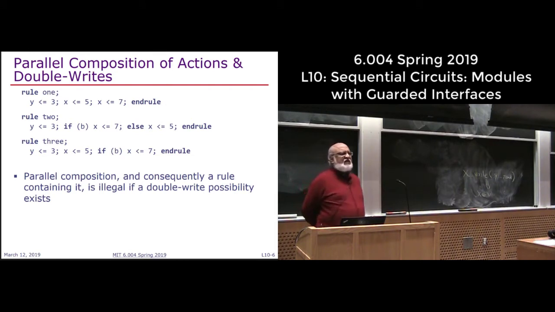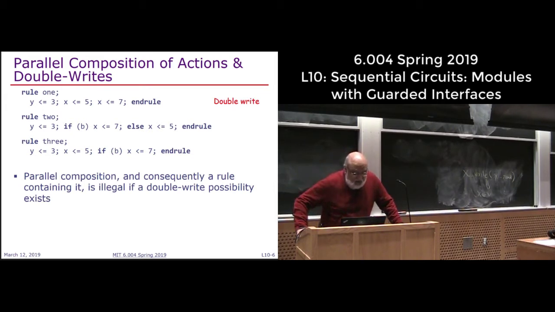Now there are some other things you have to worry about in this. So I have written down 3 rules here, 1, 2, and 3, which are actually quite similar to each other. And what I want to make you aware of is the so-called double write errors. If there is any possibility of a double write, then the rule is illegal. Okay, so let's look at rule number 1. Is there a double write possibility in there? Yes, because x is being updated to 5 as well as 7. So this is clearly a double write.